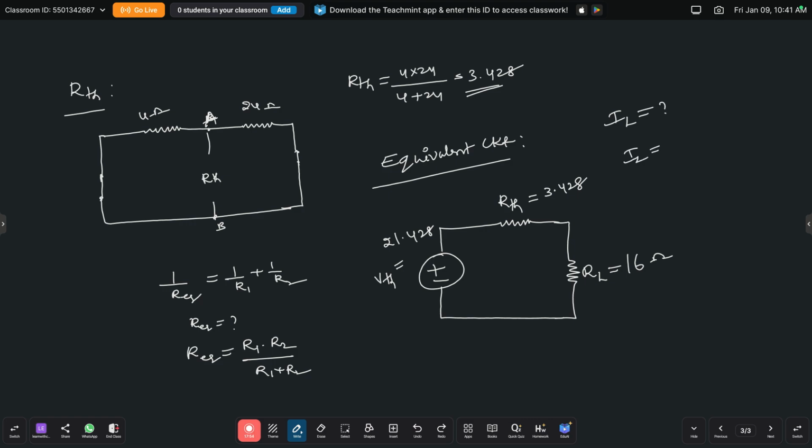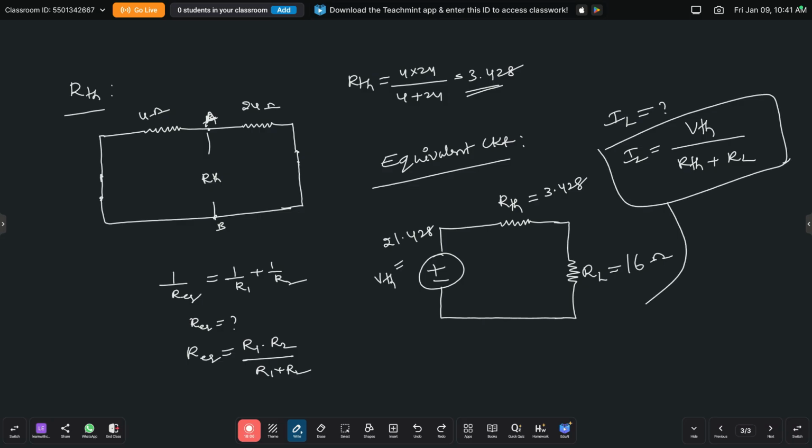What is the formula to find IL? IL is equal to Vthevenin by Rthevenin plus RL. This is the formula to find the total current. So substitute here: IL is equal to Vthevenin, which is 21.428, by Rthevenin, which is 3.428, plus RL, which is the 16 ohm resistance. So what is the value?